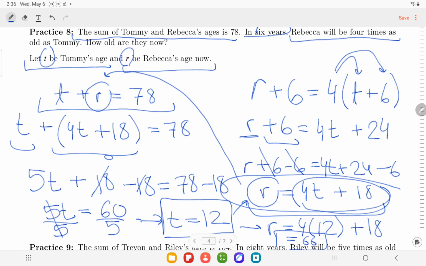So this question is where word problems get a little bit tricky. So we're going to do one more like it. I suggest you guys try and do it on your own and then come back and see if you got the right answer.